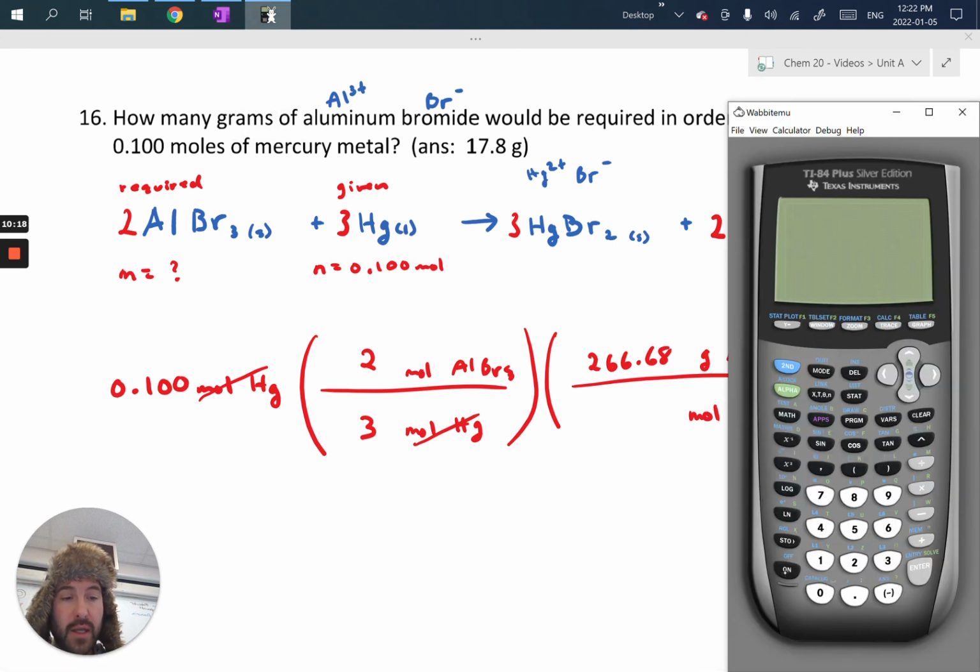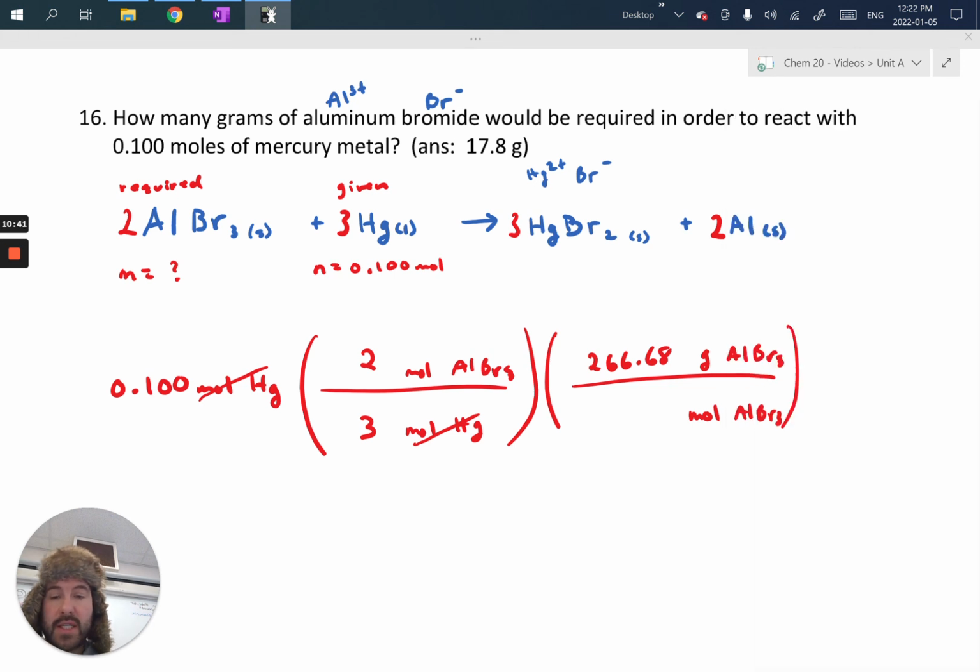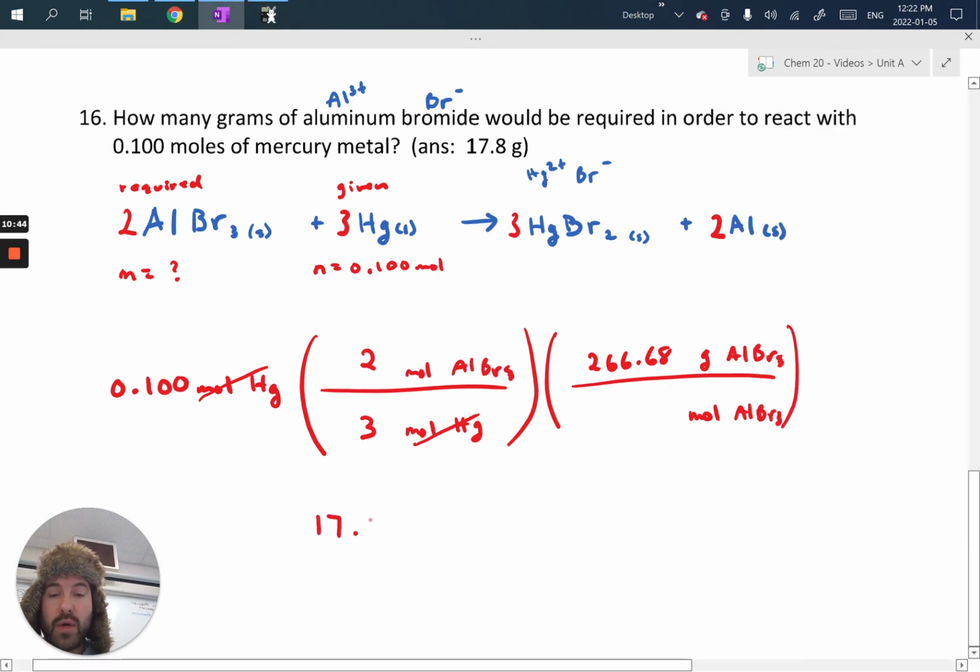So I plug this into my calculator. I'm going to do 0.100 times 2/3 times 266.68, and I'm going to get 17.77, which for 3 sig digs, I'm going to round to 17.8. What's my units again? Oh yeah, grams of aluminum bromide are going to be required to complete this reaction.